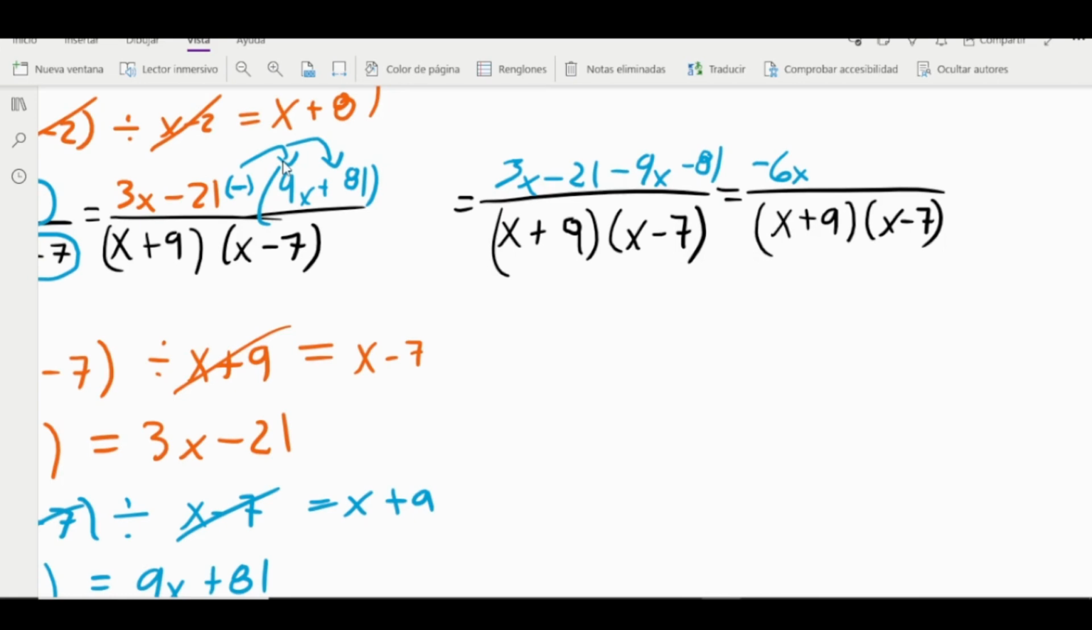So it's going to be 3x minus 9x is going to be minus 6x, minus 21 minus 81 is going to be, we have the same sign, so we have the addition, but we are going to keep the sign. So it's going to be negative 102. And that's it. Okay, that's the result about this subtraction. So, this is the way that we can apply the addition or subtraction of fractions.